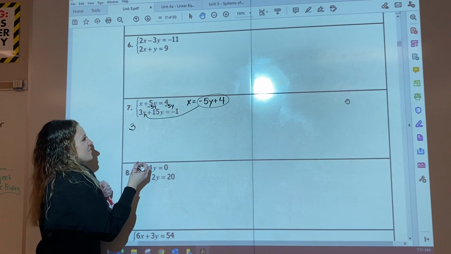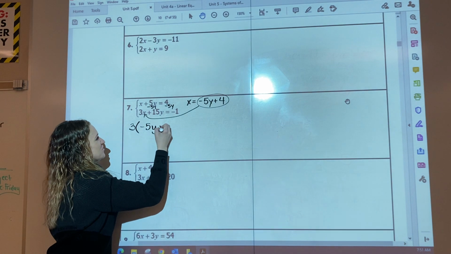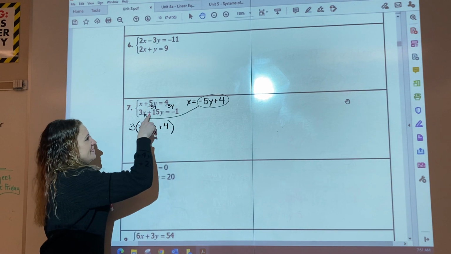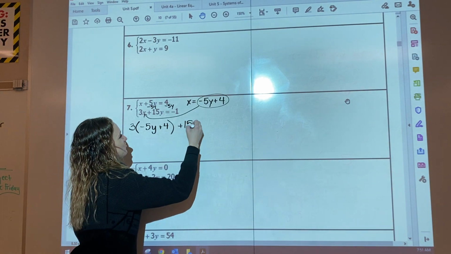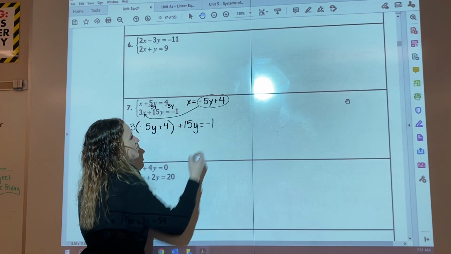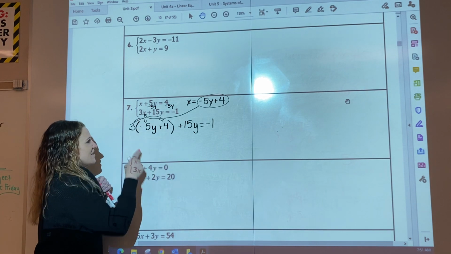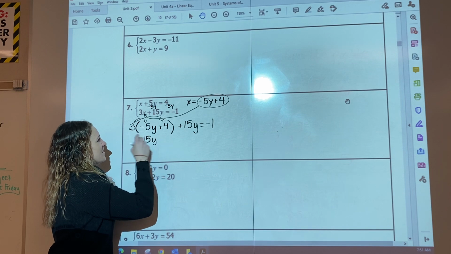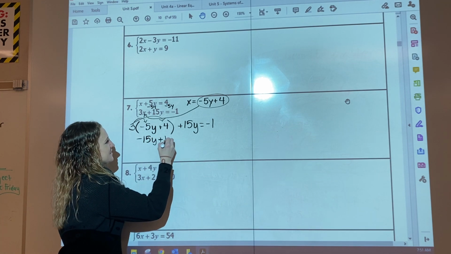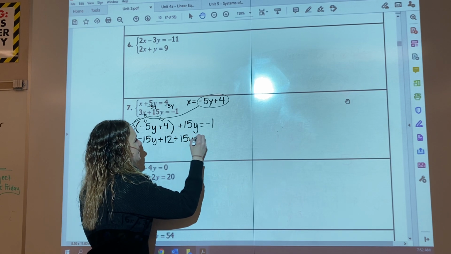So here's that. 3 times negative 5y plus 4. Then I'm going to continue with the rest of that equation. Plus 15y equals negative 1. Distribute. 3 times negative 5 gives me negative 15y. 3 times 4 gives me a positive 12. And I'm going to bring down 15y equals negative 1.